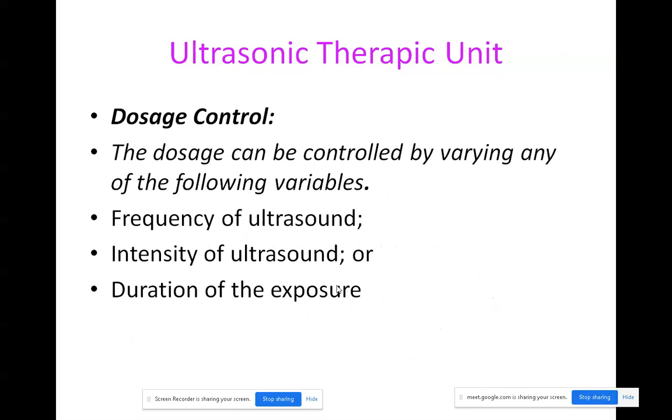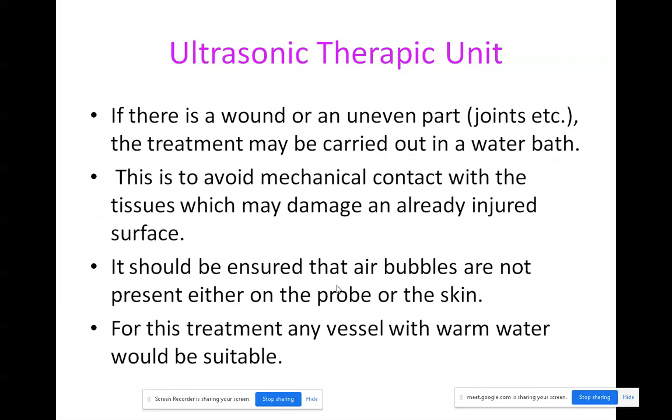Then dosage control. So how much ultrasonic signal has to be provided for the treatment for particular parts. The dosage can be controlled by varying any of the following variables. So based on the frequency of ultrasound, intensity of ultrasound, and duration of exposure, your dosage control will be maintained. If you increase intensity, duration or frequency, the dosage will be higher. If you minimize these values, the dosage value will be minimized.